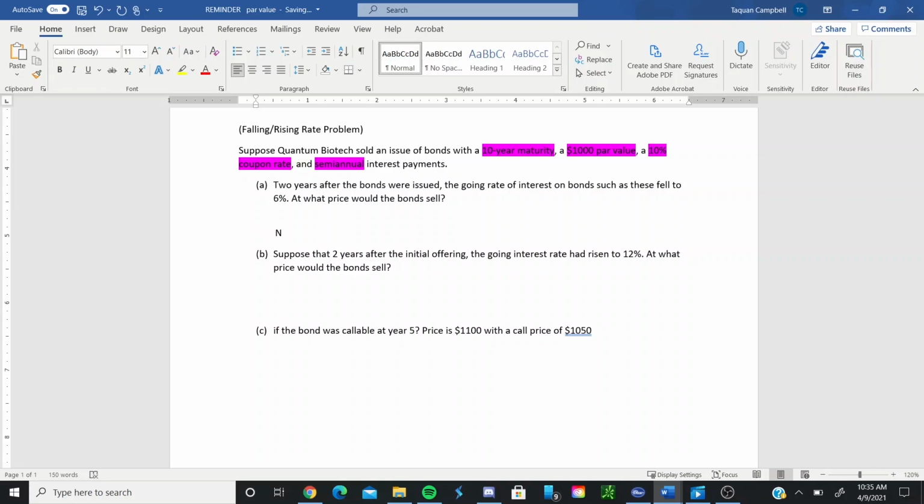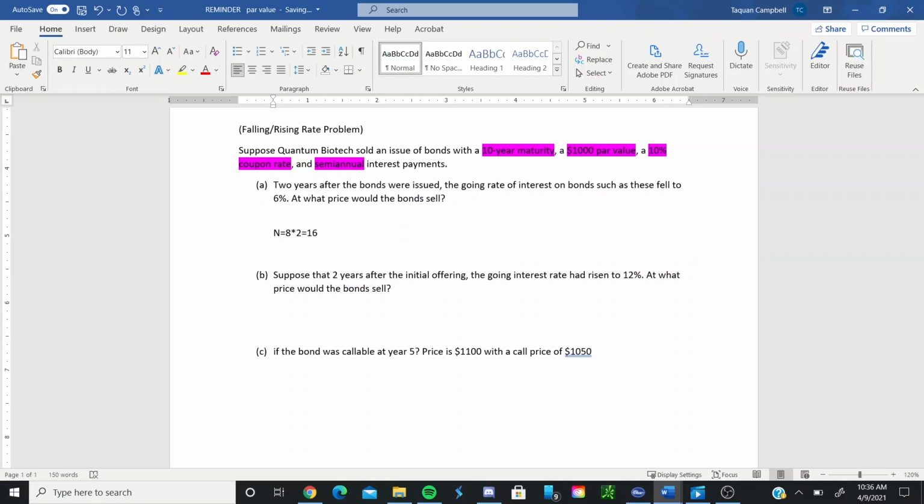Okay. So since it is 2 years into the 10 years, we now just have 8 years left. So what would the bond sell for if the interest rate fell? Instead of putting 10 years for the maturity time, we're going to put 8, because that's how much time we have remaining. And then you want to times that by 2 since it is semi-annual. So we should get 16.